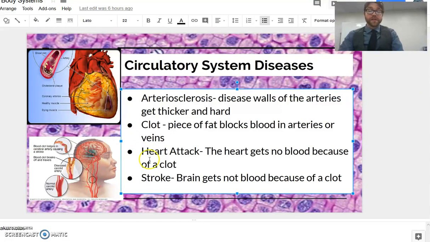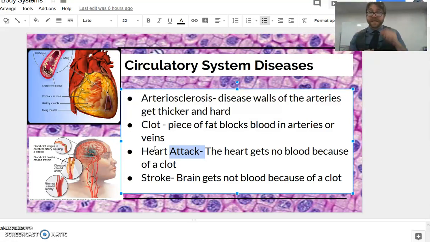Now, both a stroke and a heart attack have one big problem. That big problem is a clot. A clot is when a piece of fat blocks blood in an artery or vein. We have something in the way. If that something in the way blocks blood from going to the heart, that's a heart attack. The heart gets no more blood and it just freezes. It stops beating. And it's very painful.